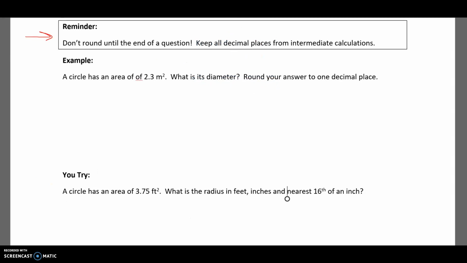In the next question, we have a circle with an area of 2.3 square meters and want to find the diameter. So here I'll start with the equation for area that has diameter in it. Area equals pi times the diameter squared over 4. I'll substitute in what I know. The area is 2.3 equals pi times the diameter squared over 4.